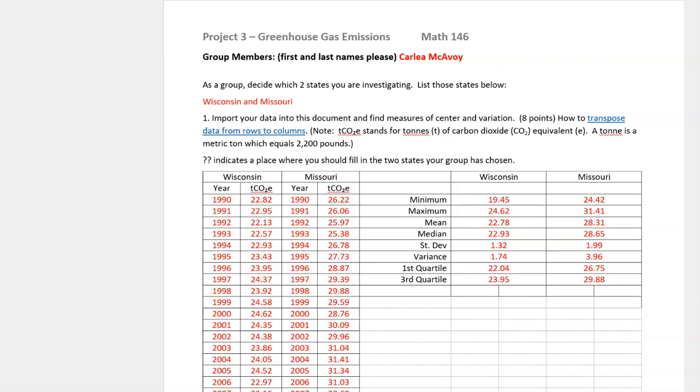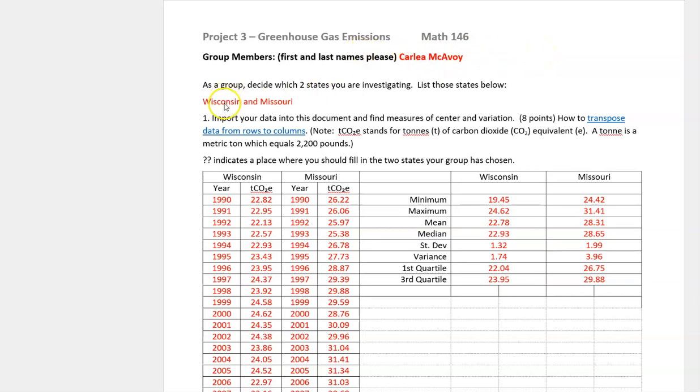Hi, it's Carly McAvoy. I wanted to talk about Project 3, greenhouse gas emissions, and walk through the project and show you what I'm looking for. The first thing you're going to do is make sure that you have all the group members who participated in this project at the top of your page.